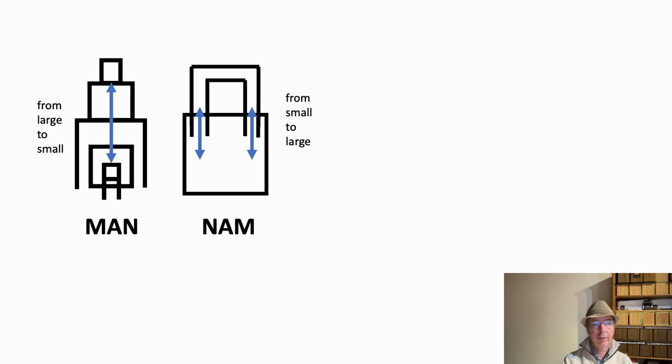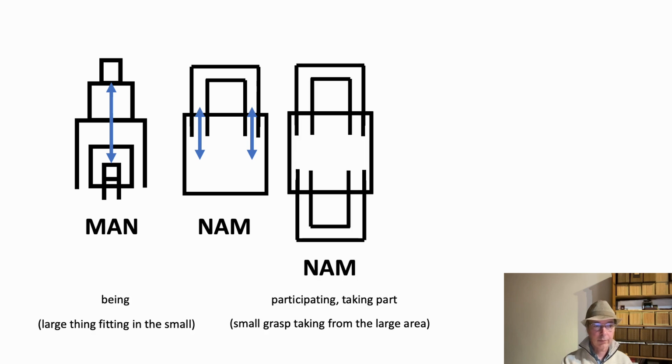With man, you have a large area that always goes to small areas in different variations. With Nam it's the opposite. You have a small area that goes to a large area. So in a way, if you compare man to all the meanings and associations I had before, it is obviously something that is taking part in a larger area. You can translate it a little bit like a being. So man is more like a being.